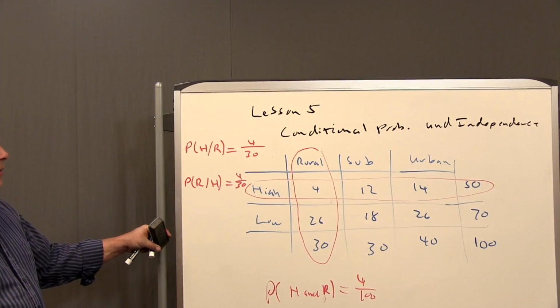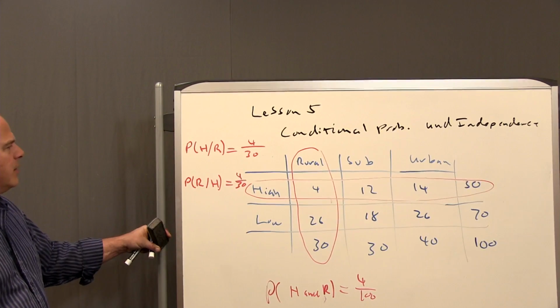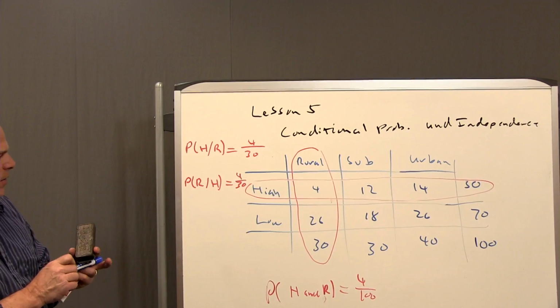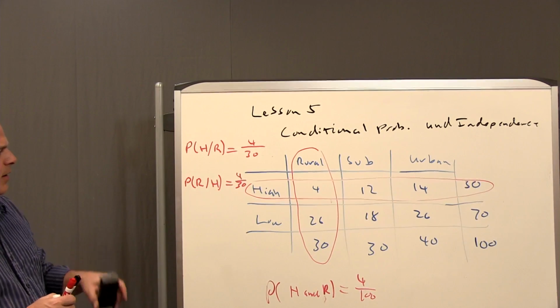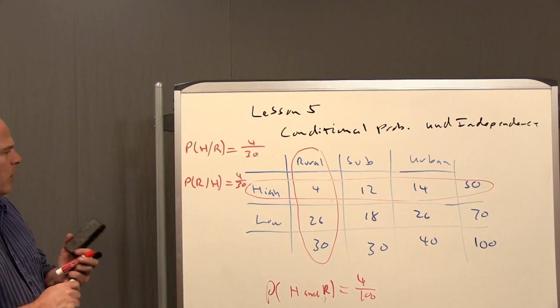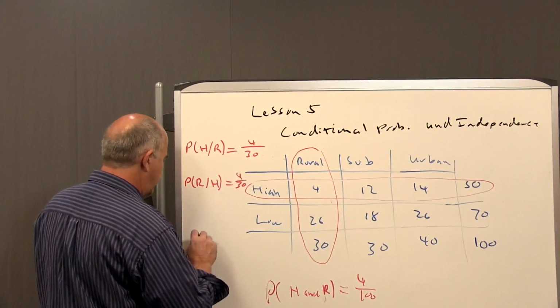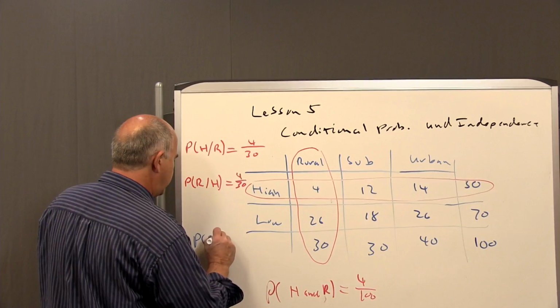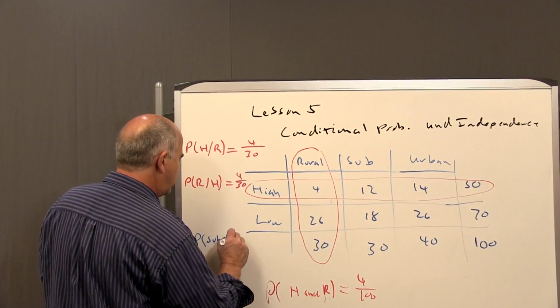So you could get that one right whether you did it one way or the other. That won't happen on the test. You can't do it wrong and get it right. The numbers will be different. Or what's the probability that somebody's suburban given that they're low income?